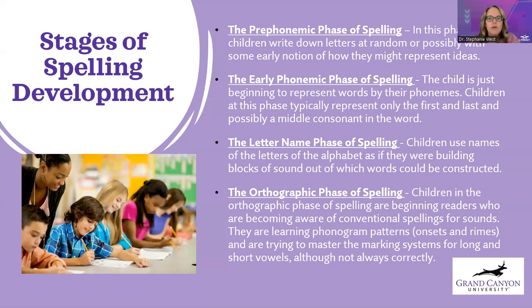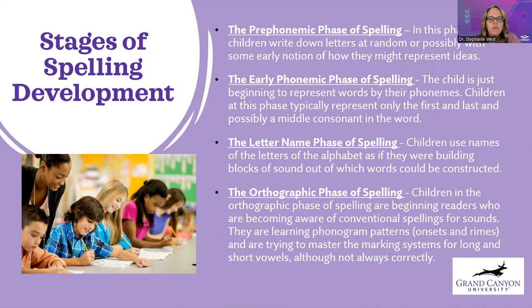And then the early phonemic phase of spelling, this is when they're beginning to represent the words by the phonemes. Okay, they can usually represent the first and the last, maybe the middle consonant, and they start to recognize that the first sound is this. And then the letter name phase of spelling is when children use names of letters of the alphabet as if they were building blocks of sound, which can be constructive. So then they spell letter by letter.